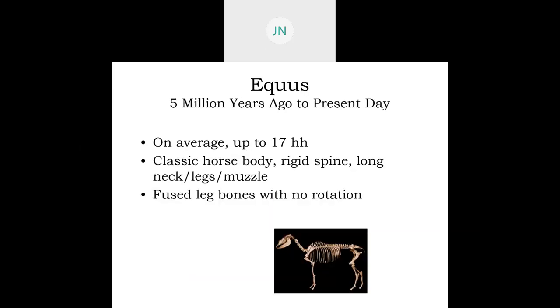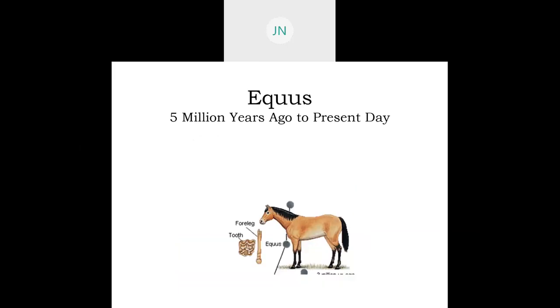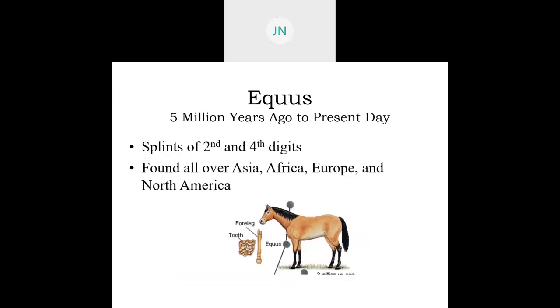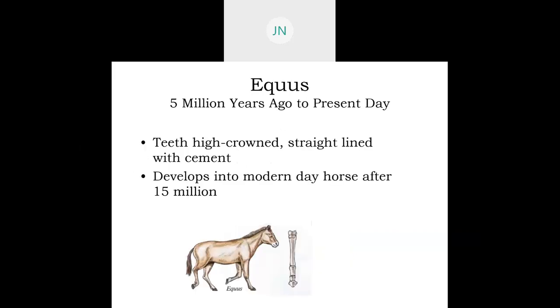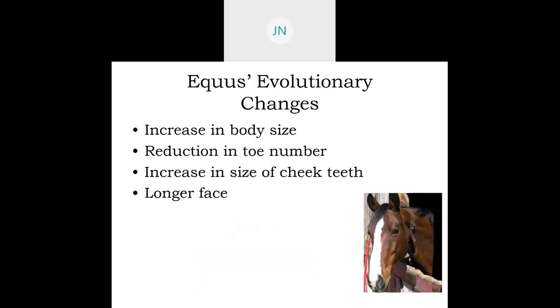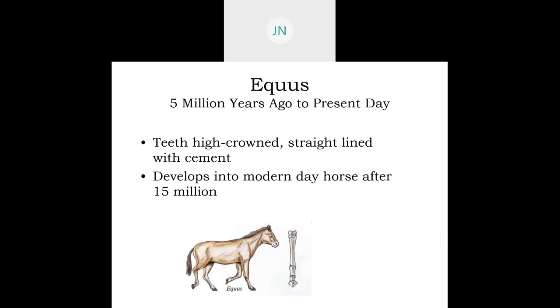And then Equus came up to 17 hands high, classic horse body, rigid spine, long neck, leg, and muzzle, and had fused leg bones with no rotation, splints of the 2nd and 4th digits, and it was found all over Asia, Africa, Europe, and North America. Its teeth are high crowned, straight line with cement for its modern grazing, and it developed into the modern day horse after 15 million generations.